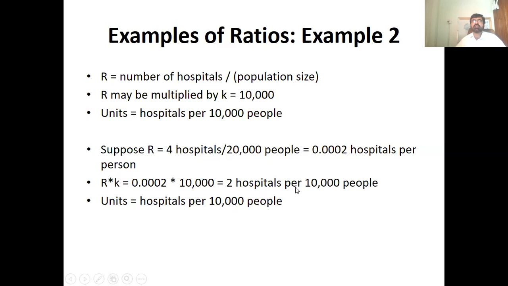So 2 hospitals per 10,000 people. It means that for 10,000 people, there is a need for 2 hospitals. Hospitals per 10,000 people.